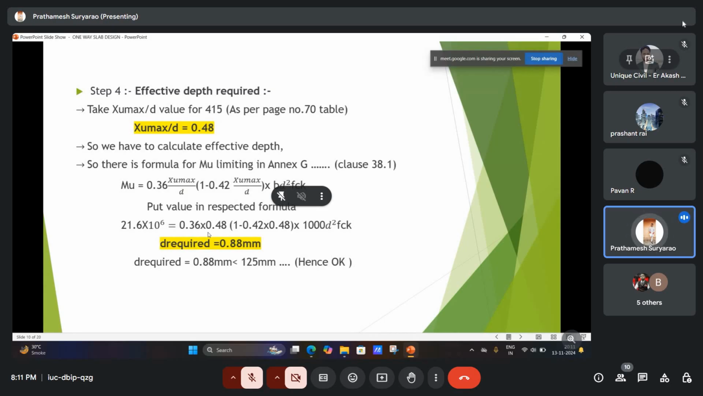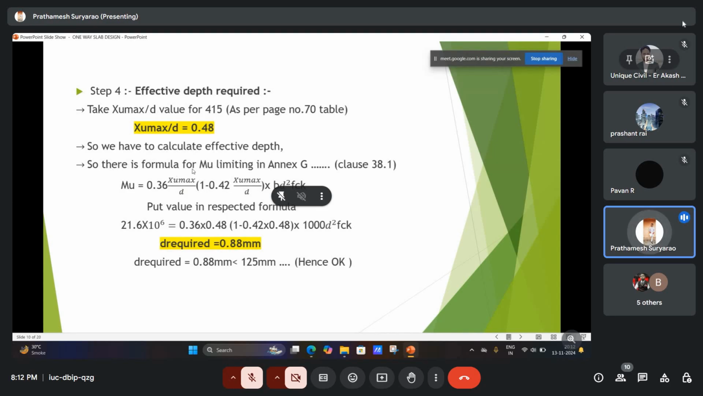The first step is calculating the effective depth required, that is, how much effective depth is required for the structure. So take Xu max upon D value for Fe 415, which is mentioned in the table at page number 70. Xu max upon D value for 415 is 0.28, as per the table on page 70 of the IS code. So we have to calculate the effective depth.